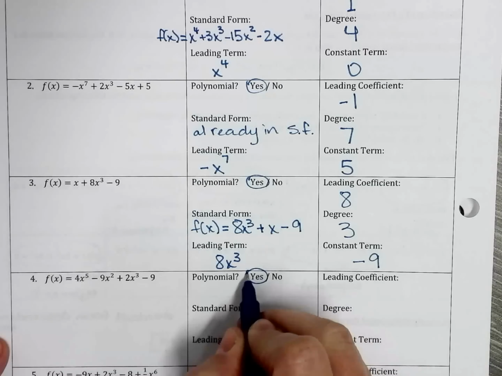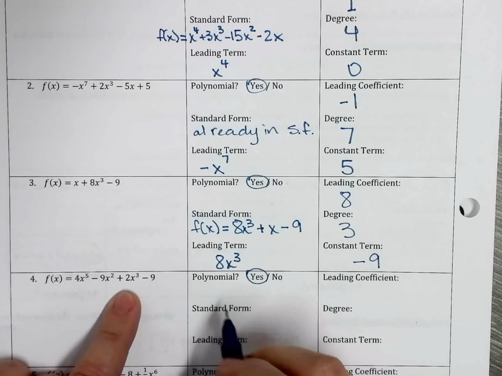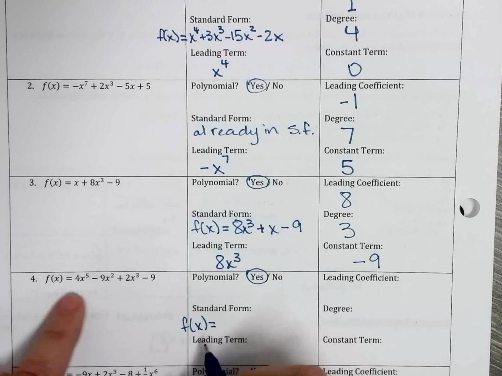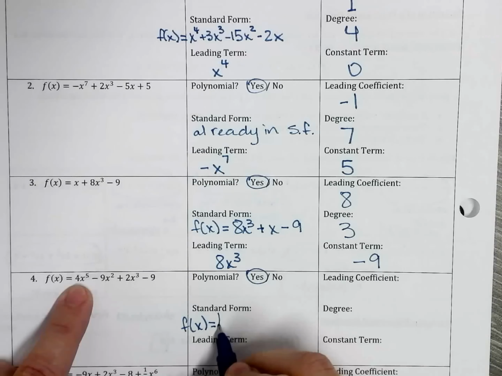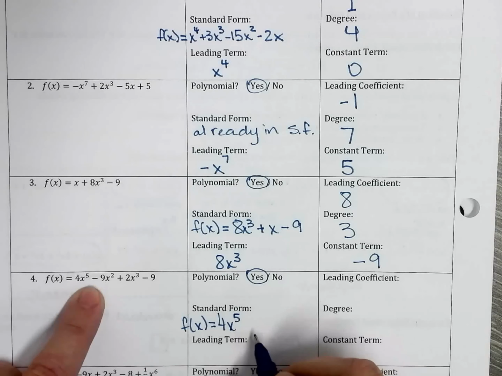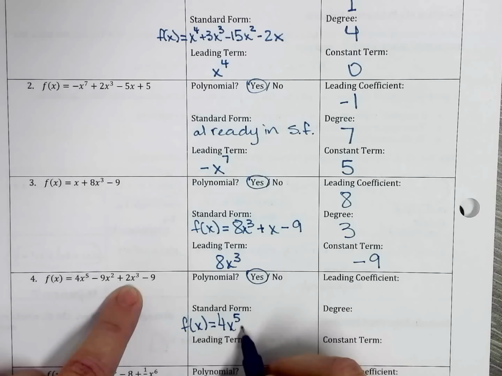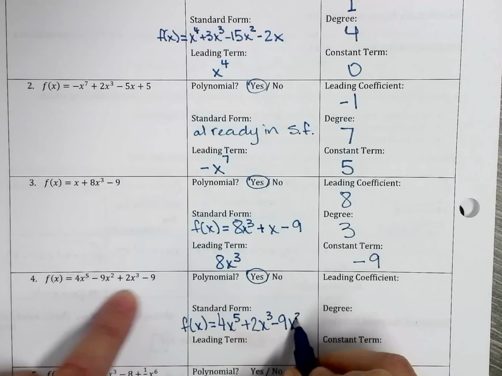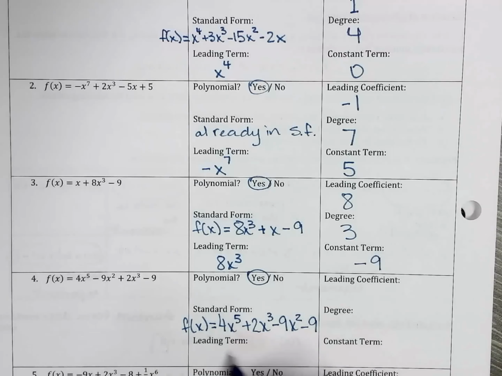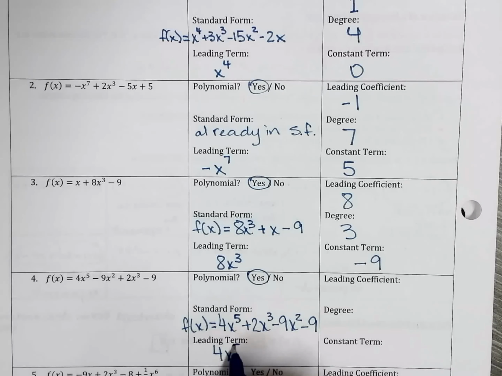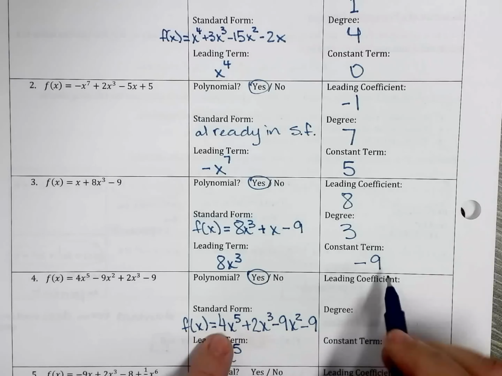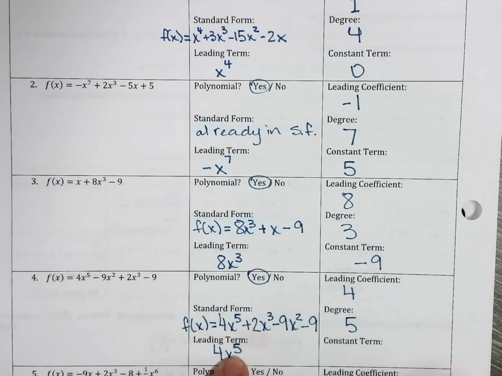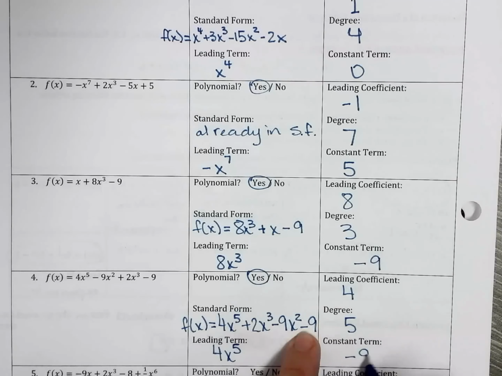Polynomial, yes. Not in standard form yet. So I have f of x. Highest degree is 5, so 4x to the fifth power plus 2x cubed minus 9x squared minus 9. Okay, leading term, 4x to the fifth power. Leading coefficient is that 4 right there. Degree, that's that 5 right there. Constant term is that negative 9 right there.